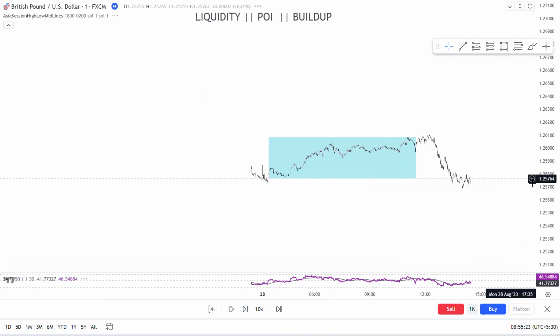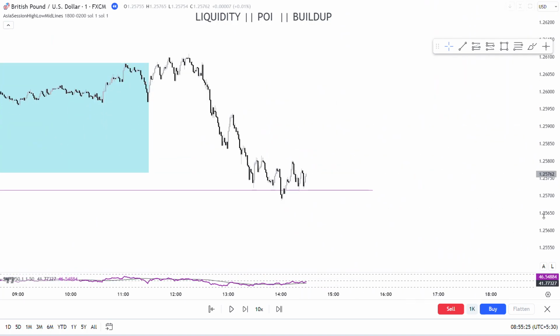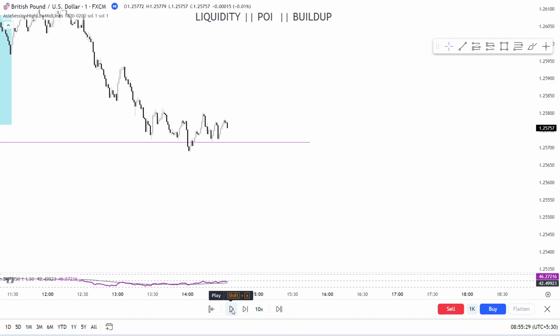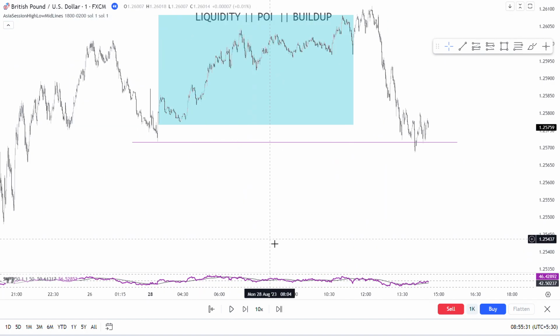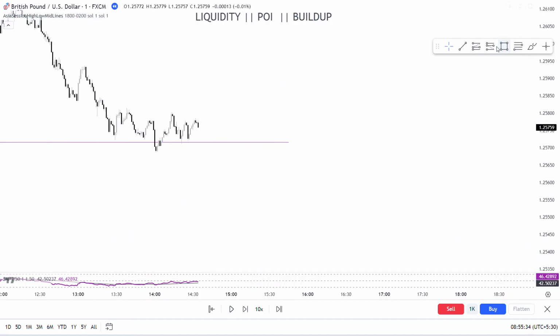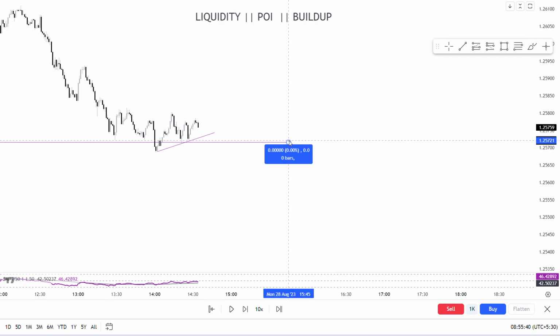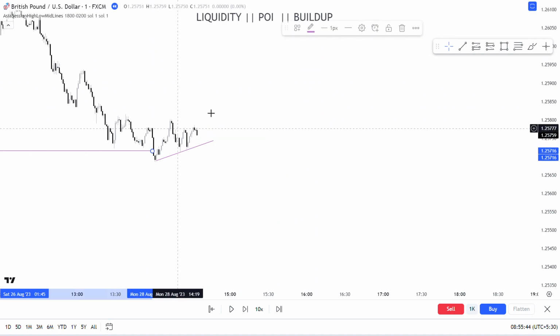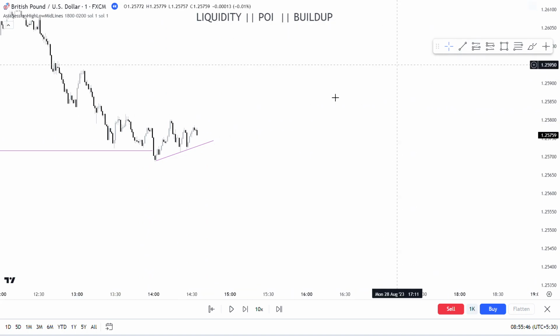For the entries, I use 1 minute and I monitor how retail people are getting trapped in the marketplace. Then I will enter the market. I can see here the retail people are getting trapped again. Before a huge move happens in the market, there will always be retail people getting trapped. Always retail people will trap.